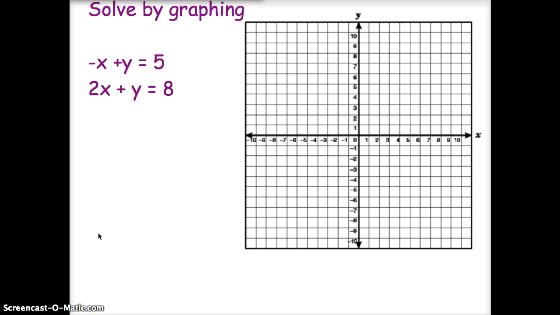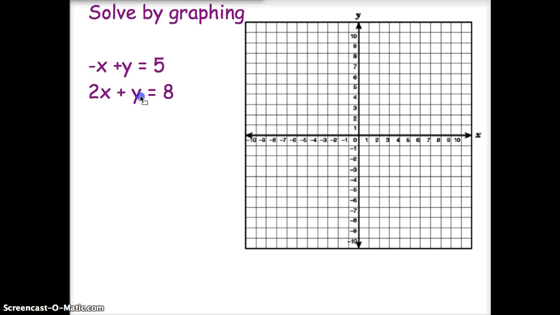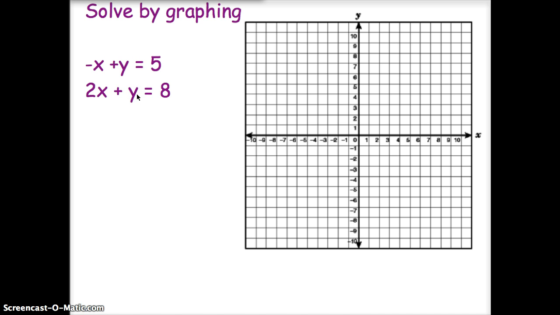For this problem, we're going to do the exact same thing. Our equations aren't in slope-intercept form, so you have one of 2 options. You can put them in slope-intercept form. Well, actually you have one of 3 options. You can write them in slope-intercept form.